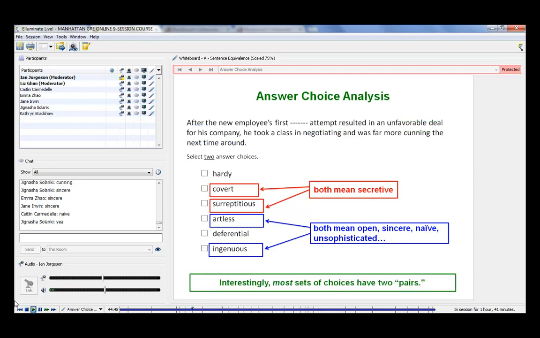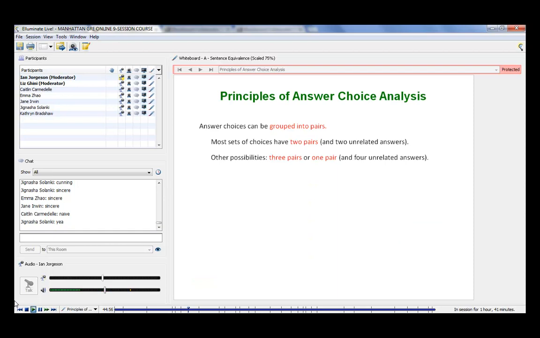and you probably want to start with the sentence instead. Okay, so most of the sets have 2 pairs, like we've said. They don't all, but most of them do. A couple of tricks that they'll try to show you. So just to point that out again, 2 pairs and then 2 unrelated answers. But it's also possible that you'd see 3 pairs or 1 pair. What happens if you see 1 pair with 4 unrelated answers? What happens in that case?